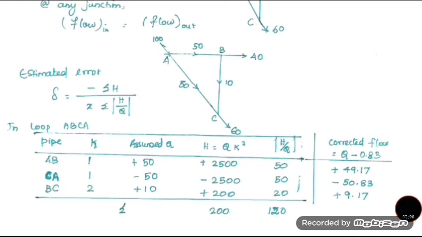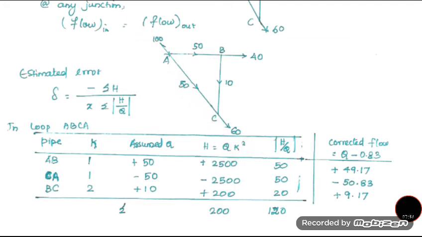10. So why is it mentioned with a negative sign for CA? If you see the diagram, the flow is flowing from A to C. Starting from A to C, that is plus 50. But here we mentioned the pipe as CA. From C to A it is minus 50. From A to C it is plus 50, and from C to A it is minus 50.